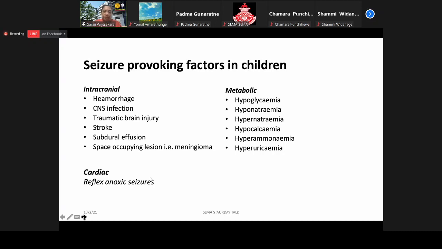could provoke a seizure. At the same time, metabolic causes like hypoglycemia, which is common with fasting in children because they have a very low liver reserve, and also hyponatremia in diarrheas and any other salt-losing causes. Especially in young infants, even with dehydration we will have hyponatremic dehydration, which may cause seizures, and hypocalcemia, hyperammonemia, or hyperuricemia can cause provoking seizures in children. Then, of course, we shouldn't forget the cardiac causes, where we will see seizures in children. They are termed reflex anoxic seizures.